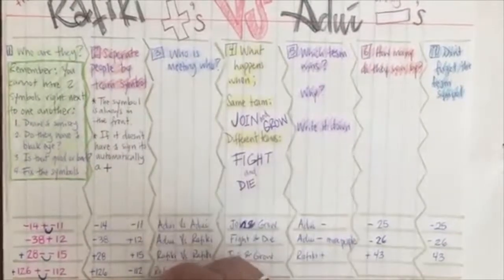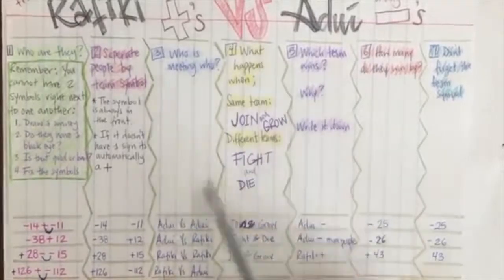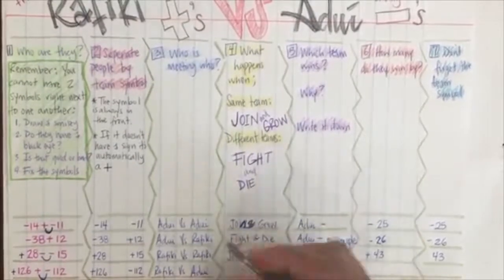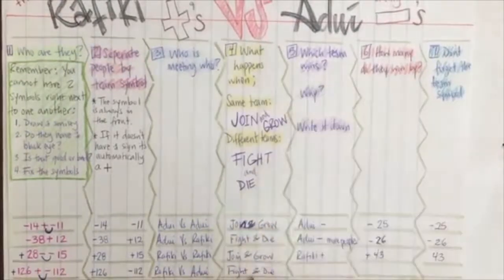Who's meeting who? Rafiki is meeting Adui. Positive versus negative. What's going to happen when different teams meet? They're going to fight. They're going to clash. They're going to beat each other up. They're going to fight and die. Which team wins and why?